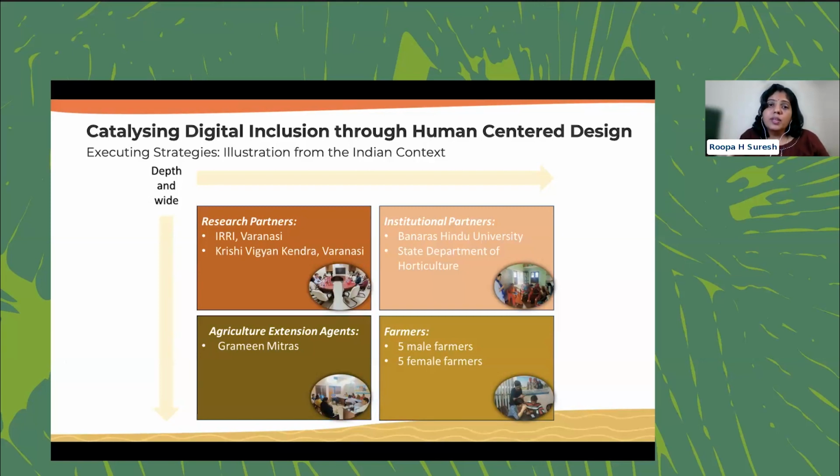So when we thought of executing human-centered design in India, the idea was that we need to interview each and every stakeholder in this agriculture portfolio who is involved in India. Thus, a matrix was created which involved the research partners, institutional partners, agri-extension agents, as well as the farmers. So, who were the research partners interviewed for the human-centered design? Those were the scientists from the International Rice Research Institute situated at Varanasi and Krishi Vigyan Kendra, so called in Hindi.